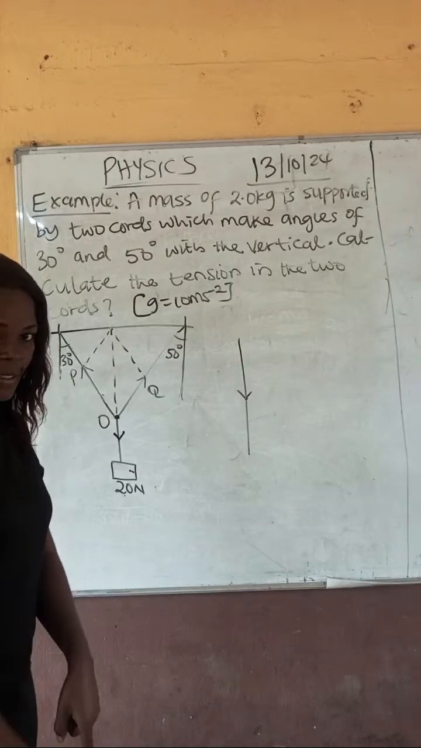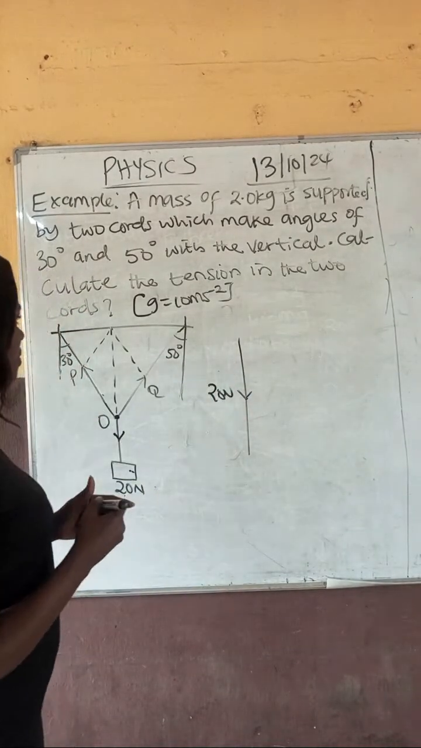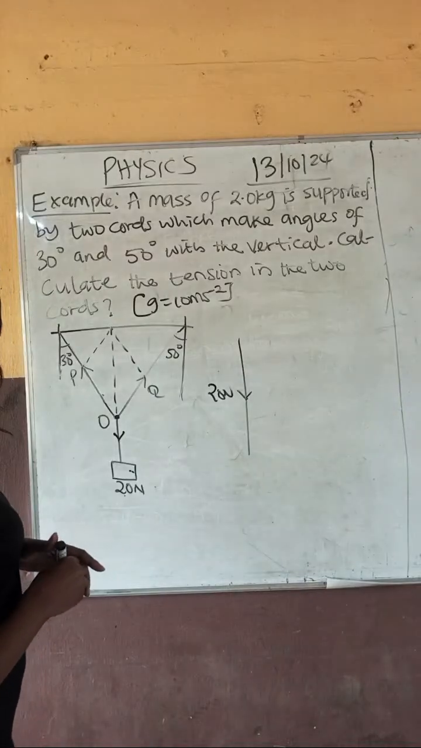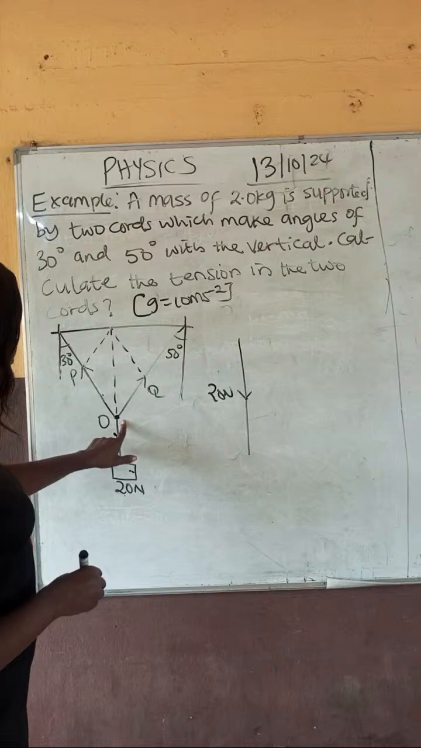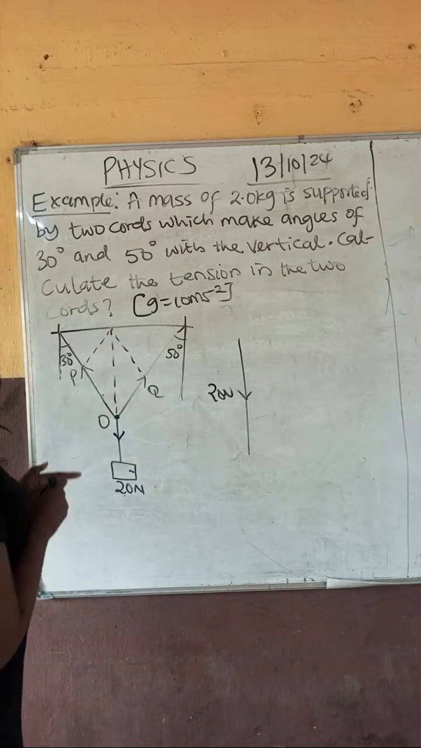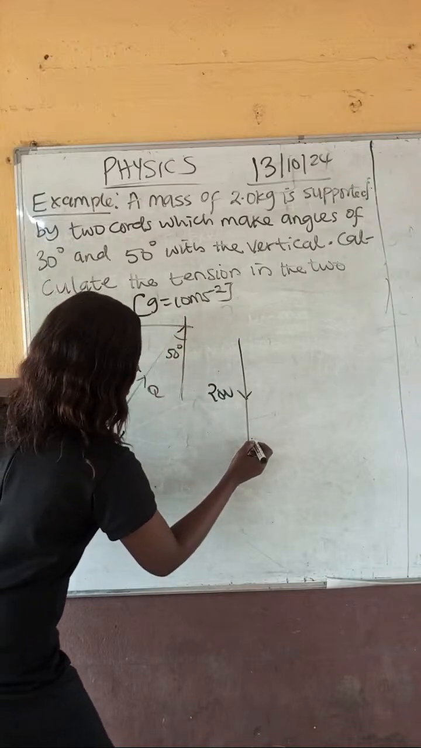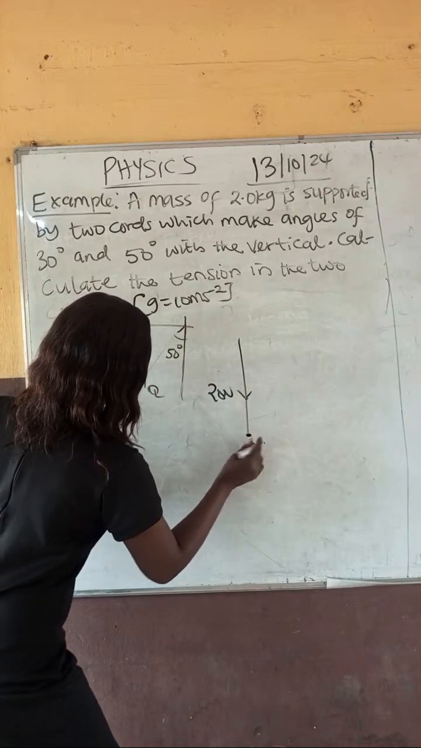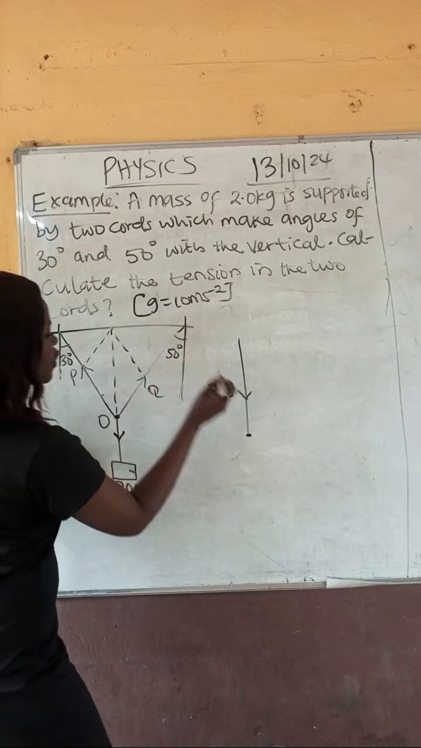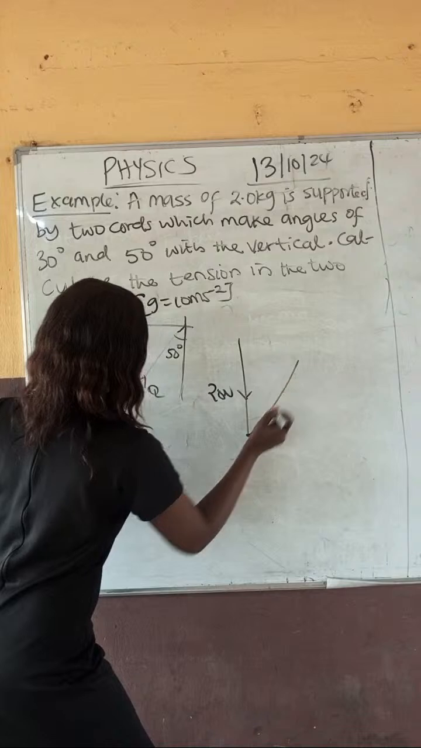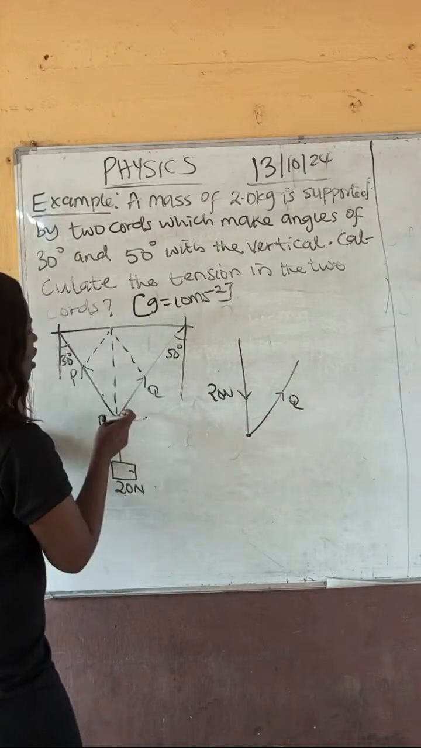That means it's acting down, right? So this is 20 Newton. Now, look at this one, the P. Let me start with Q. Q, from the same point, is acting this way. So from the same point here, I'm going to go this way, following the direction of Q. That is my Q.